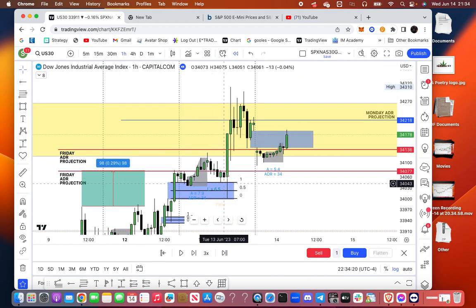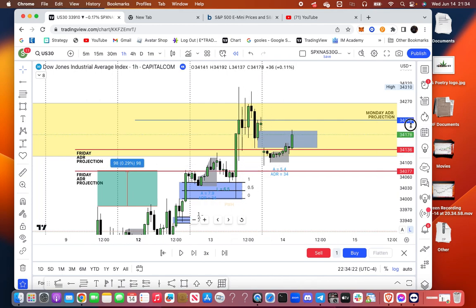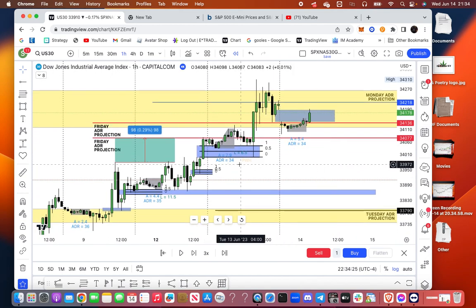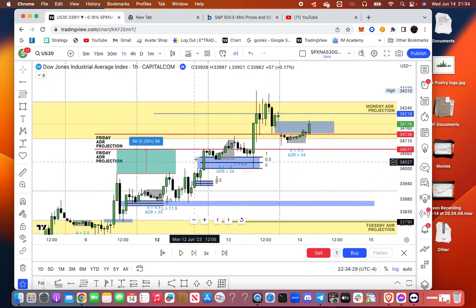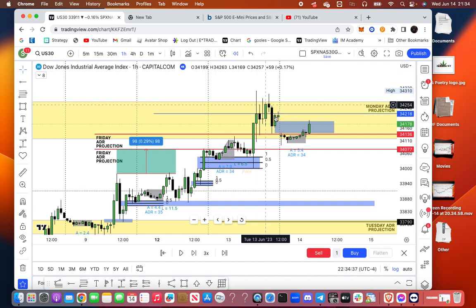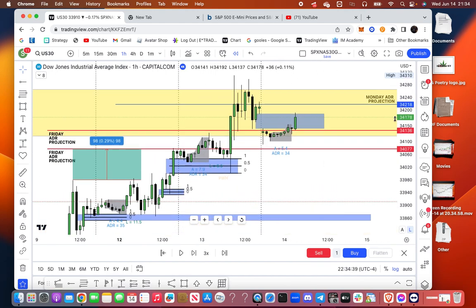So this market went up, right? Remember, this is Tuesday. Because on Monday, it failed to get up here to this blue line. Tuesday, it went to that, and then it wicked down.